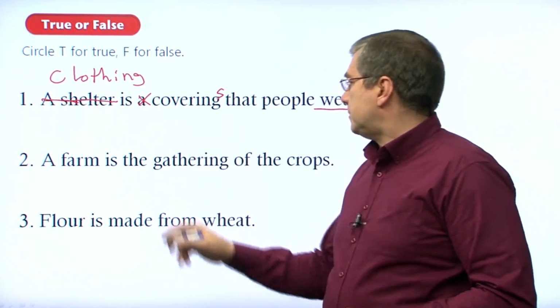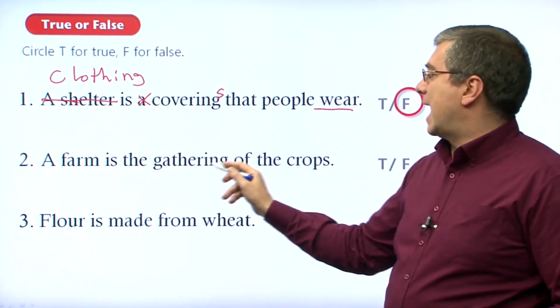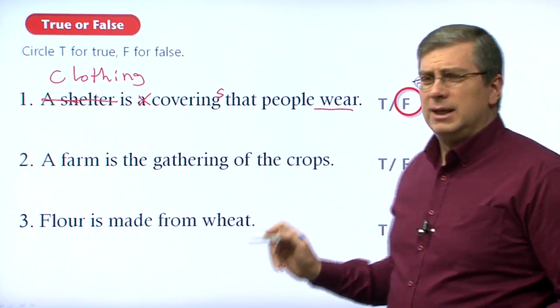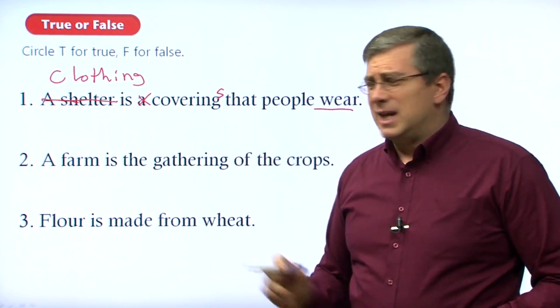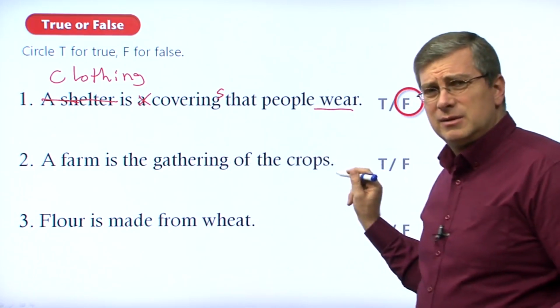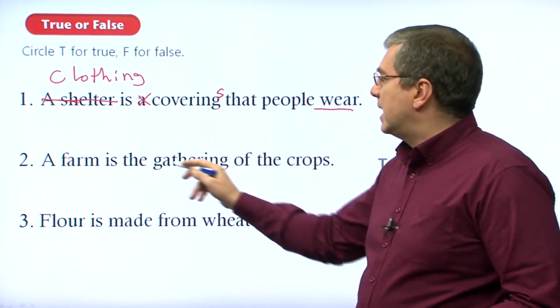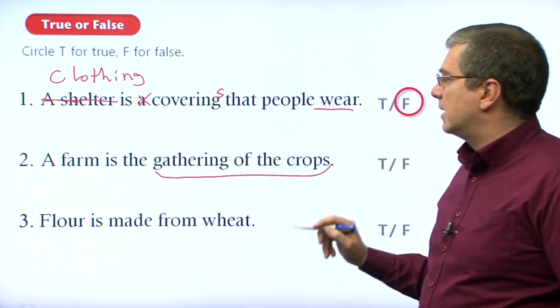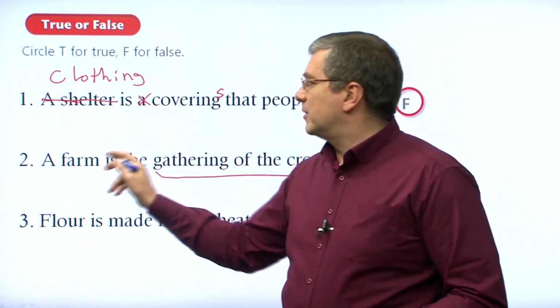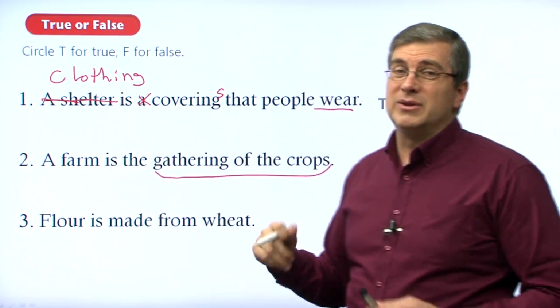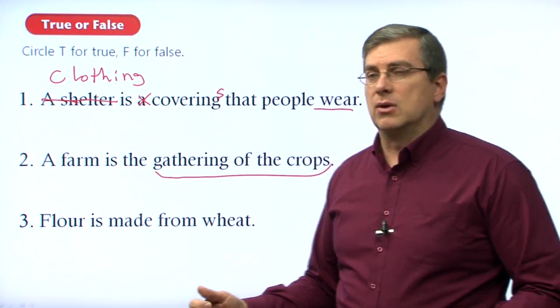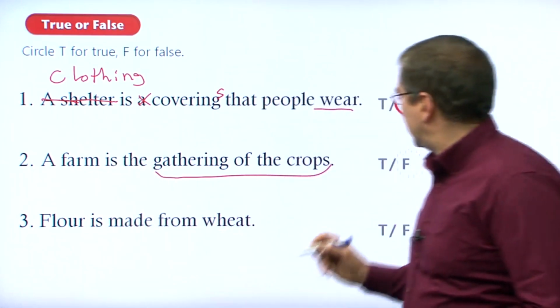Number 2, a farm is the gathering of the crops. Does that sound right? Is a farm an event? No, a farm is a place. It's not an event. Gathering the crops is an event. And besides, it's not right. A farm is where you grow crops, but a farm is not a gathering of the crops. That's not true. It's false, right?